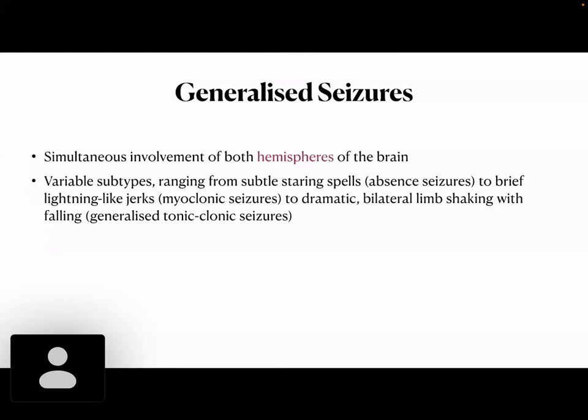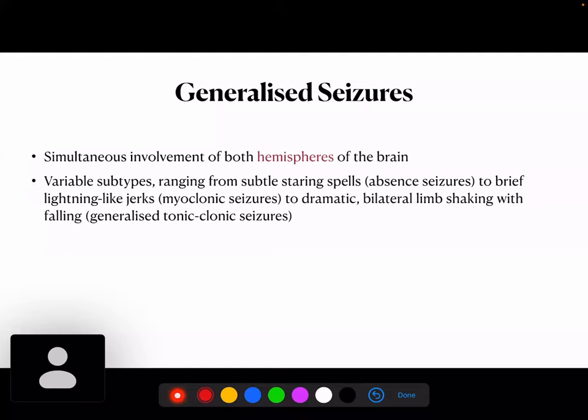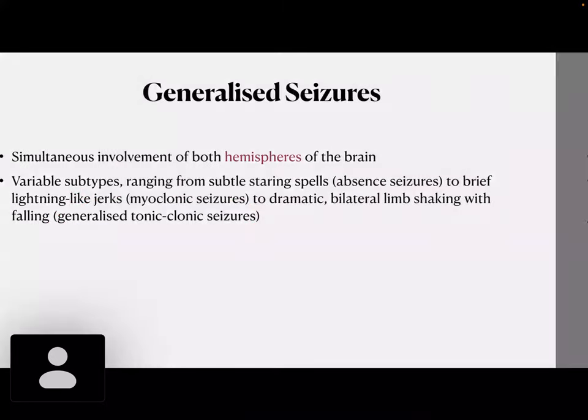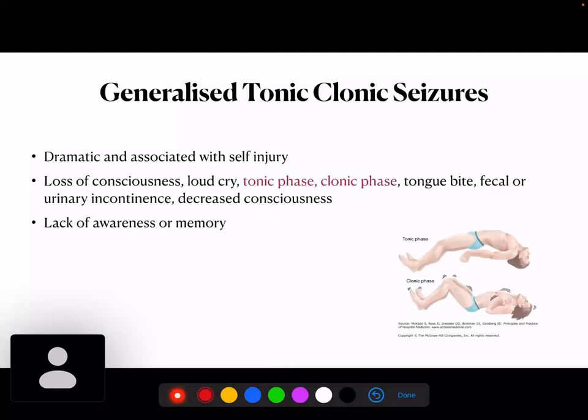We've gone through this. Both sides can happen. Important for the neurology friends around here: myoclonic seizures are usually generalized, can be focal, but usually generalized. Absence seizures are generalized. Obviously, generalized tonic-clonic seizures are generalized. And there's loss of consciousness. The patient does not remember the events that happened during the seizure. It's a very characteristic thing.